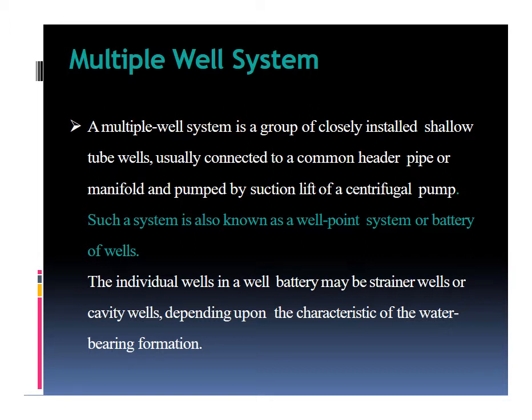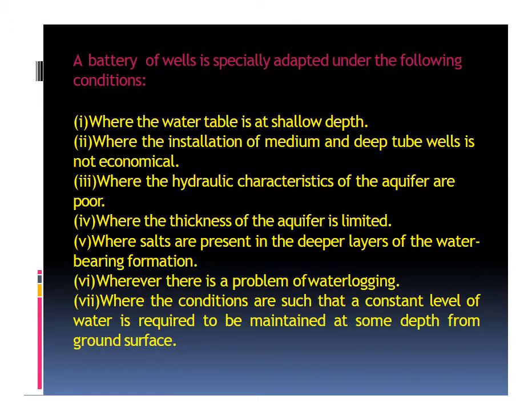The individual wells in a well battery may be a strainer well or cavity well, depending upon the characteristic of the water bearing formation. A battery of wells is specially adapted under the following conditions. The first condition is where the water table is at shallow depth and it is required to drop this water table because it may affect the crop yield.